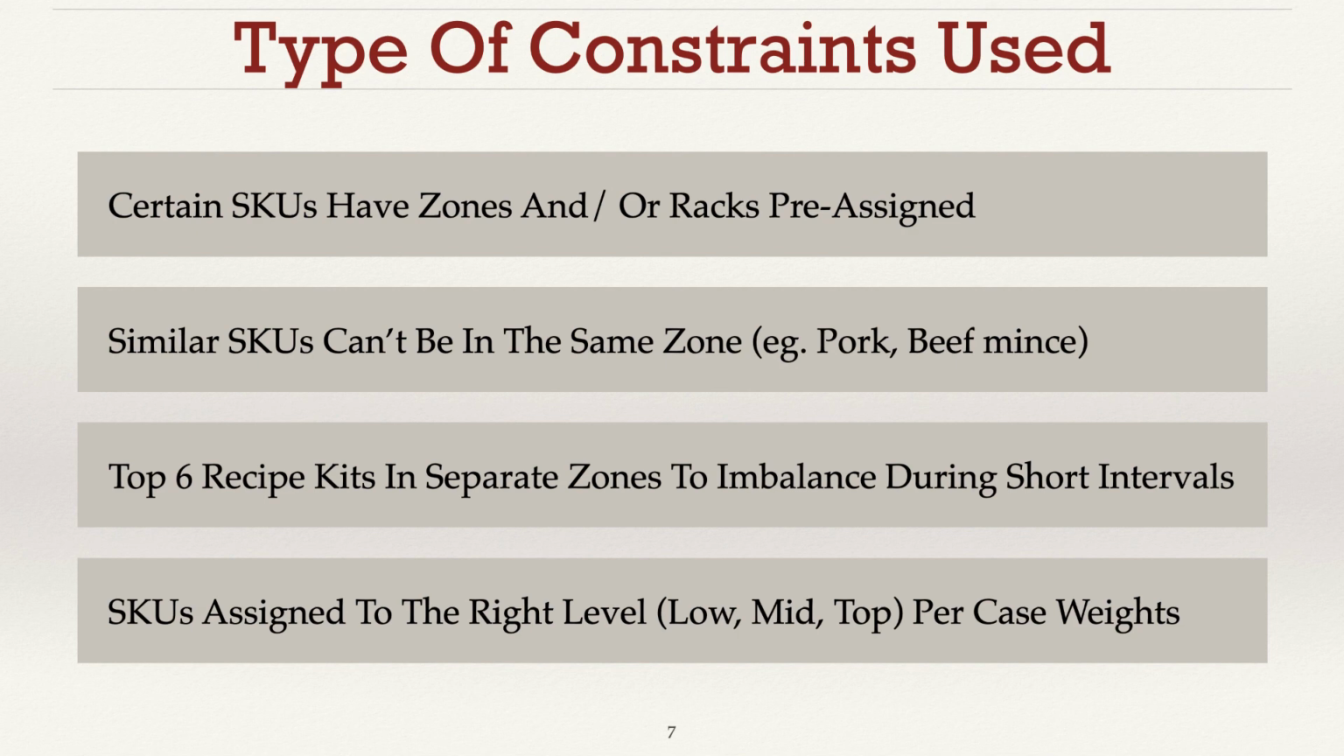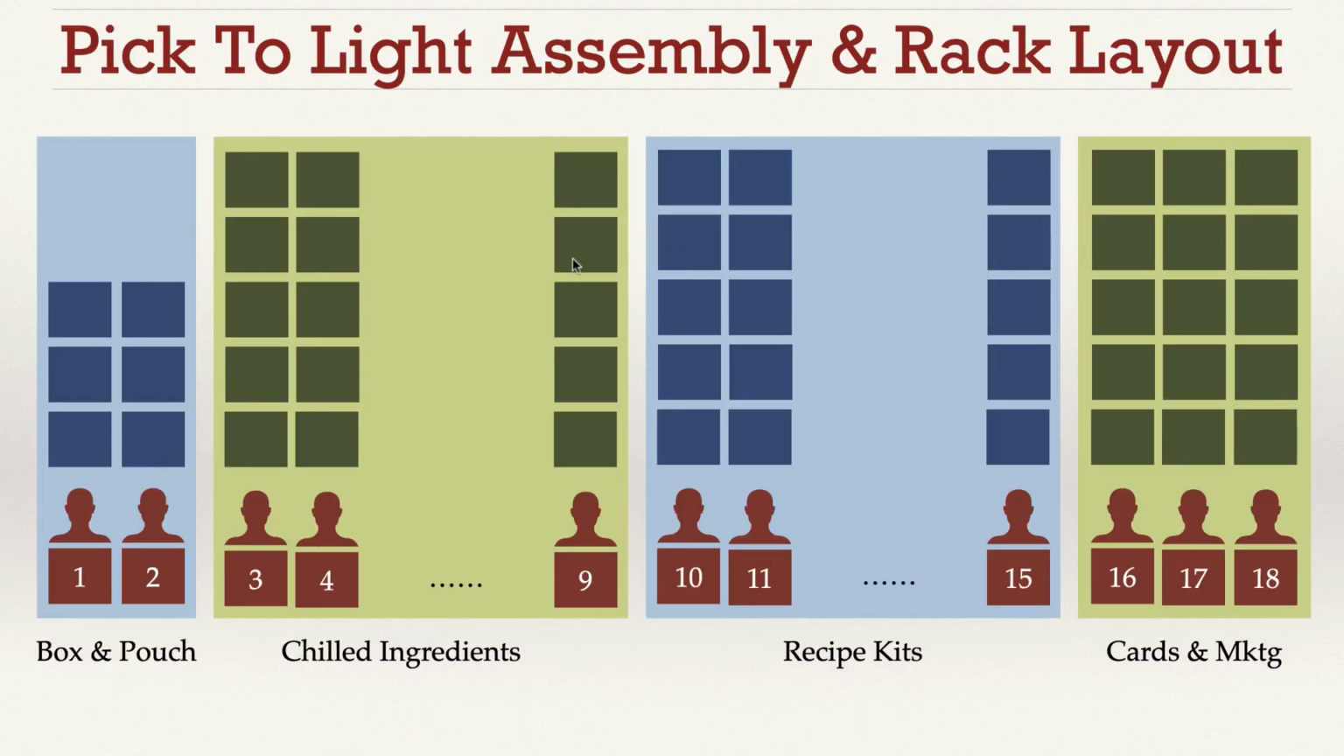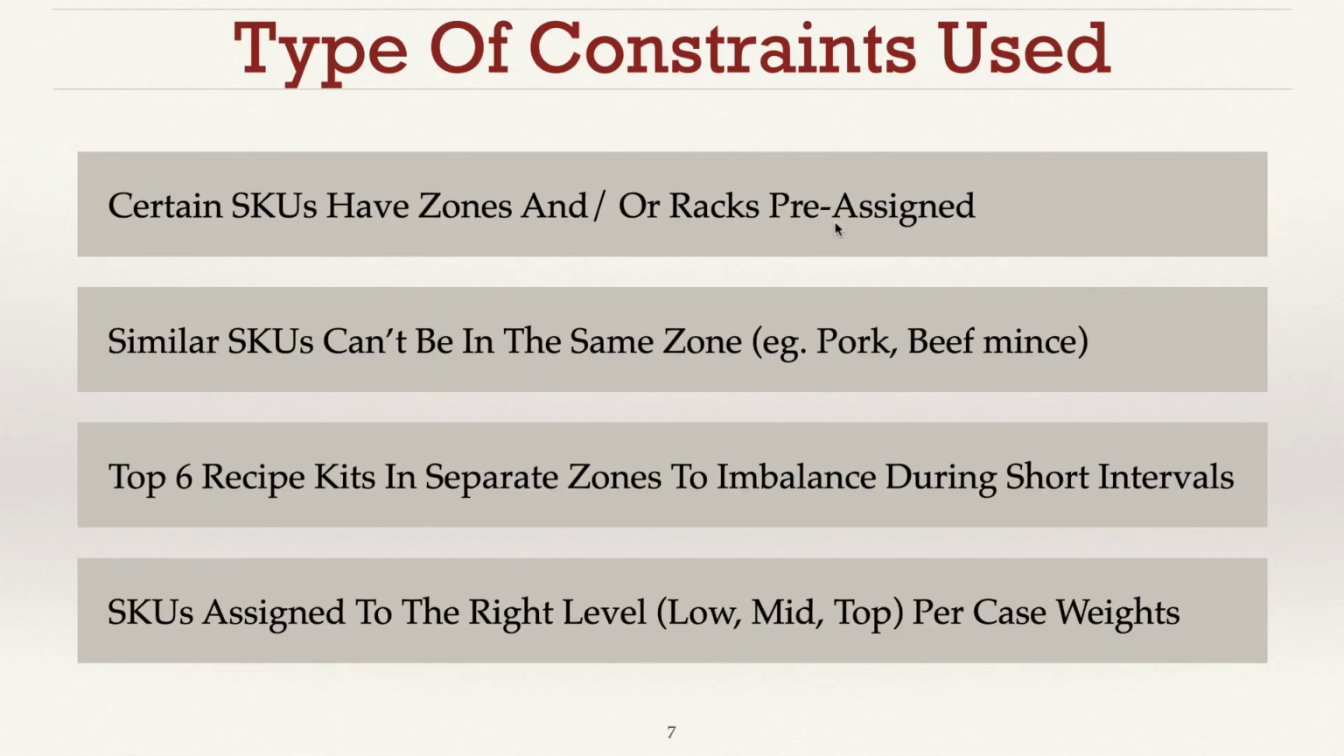While a rack plan is created, they also have certain constraints. For example, certain SKUs or ingredients have zones or even racks pre-assigned, meaning a particular SKU has to sit in this particular rack only, for certain operational reasons. Another ingredient may have to sit only in a certain zone; it can be anywhere within it, but it has to sit in this zone. Those are the first type of constraints.